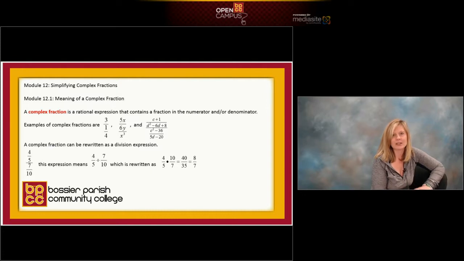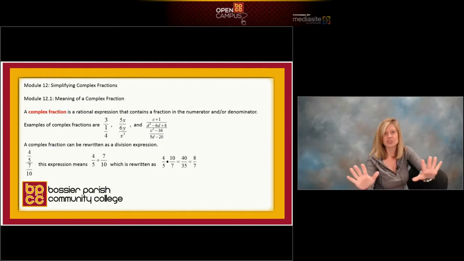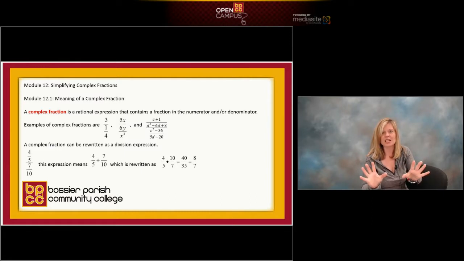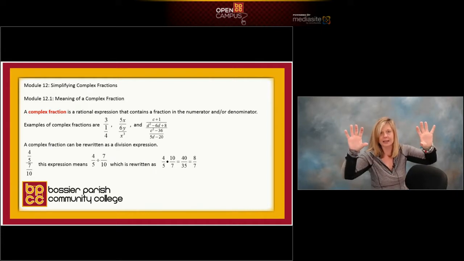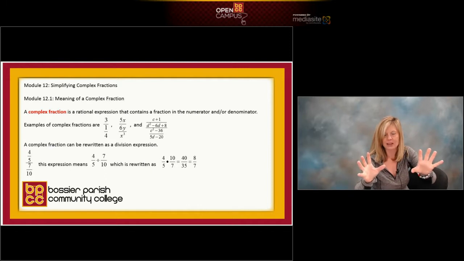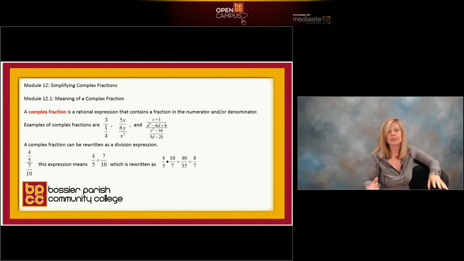Now, don't get nervous. Just listen. Right now, that looks crazy for you guys because we've never seen a fraction on top of a fraction. We're used to seeing our fractions side by side. So that's why this looks complex. Well, we're going to fix that.